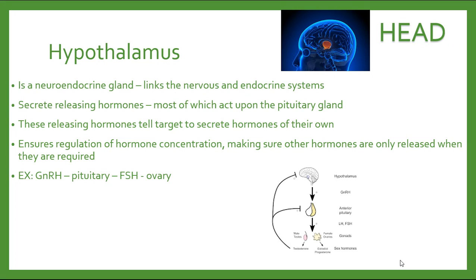So this is the starting point for many of the pathways, as these releasing hormones will tell the pituitary gland to release other hormones which will travel to all the other endocrine glands, which will make their own hormone products. This is very important in terms of regulation, making sure hormone concentration is at a safe level, and that hormones are only released when they're absolutely necessary.